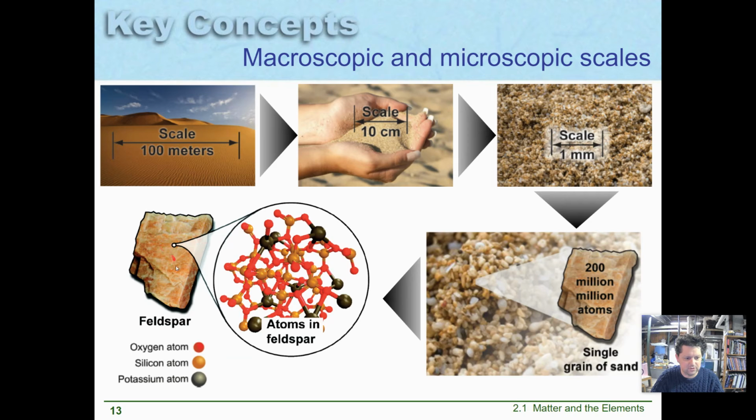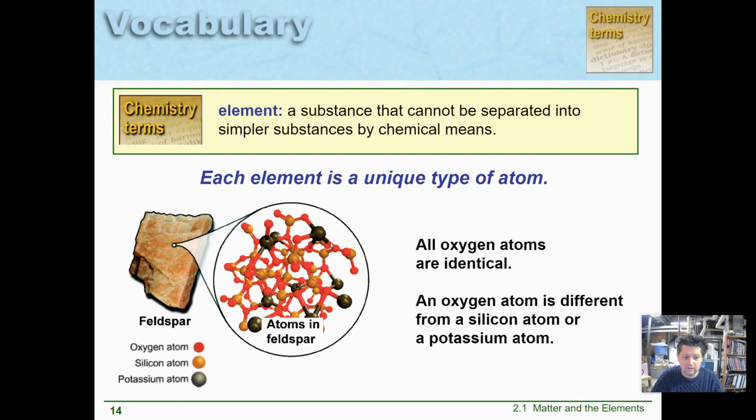So if we could look at this one grain of sand, it's a mineral we call feldspar, and we zoom in super close, we could find one giant block of feldspar. And these are all the atoms in it. There's some red oxygens and the orange silicon and the black potassium here. Feldspar is made of 3 elements.